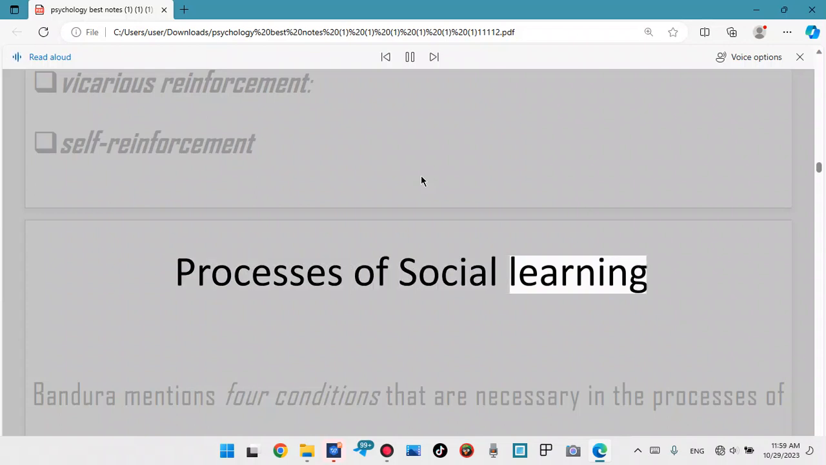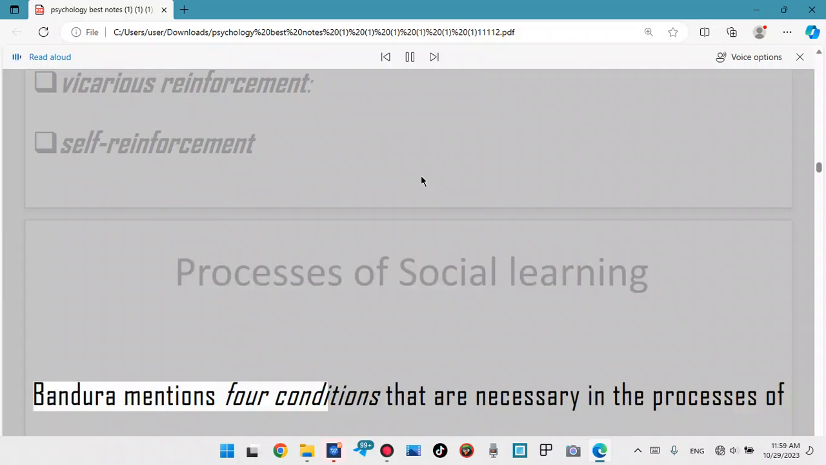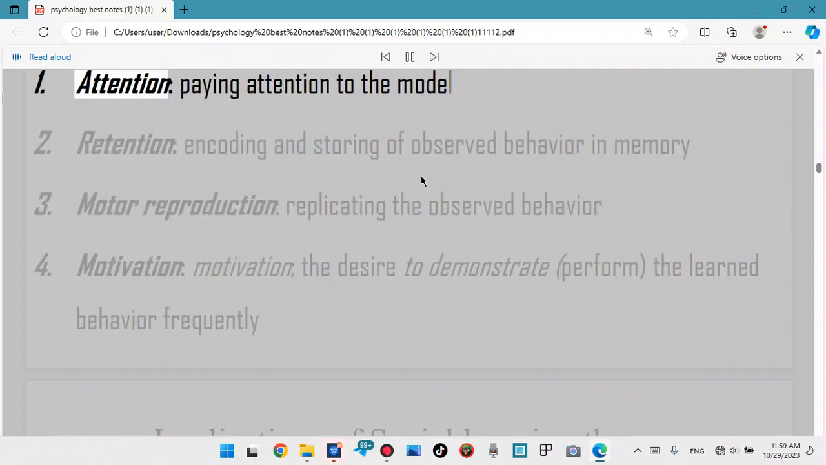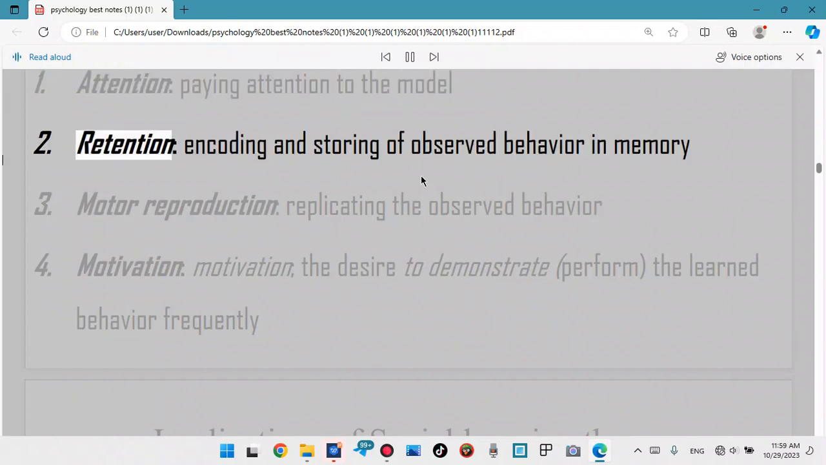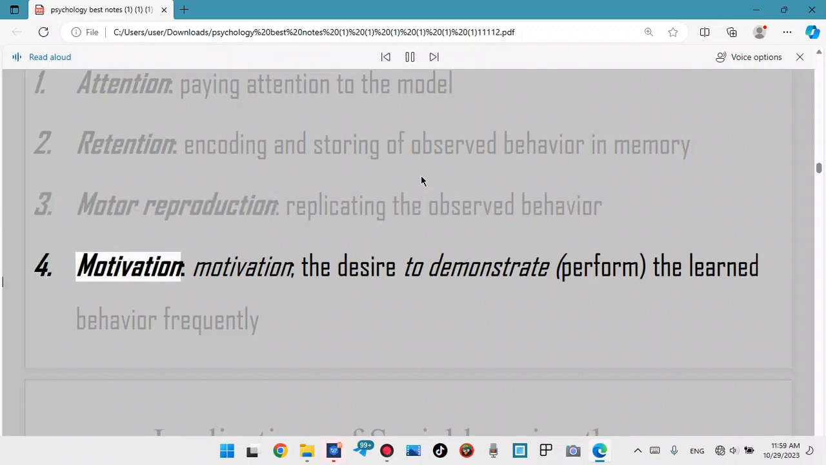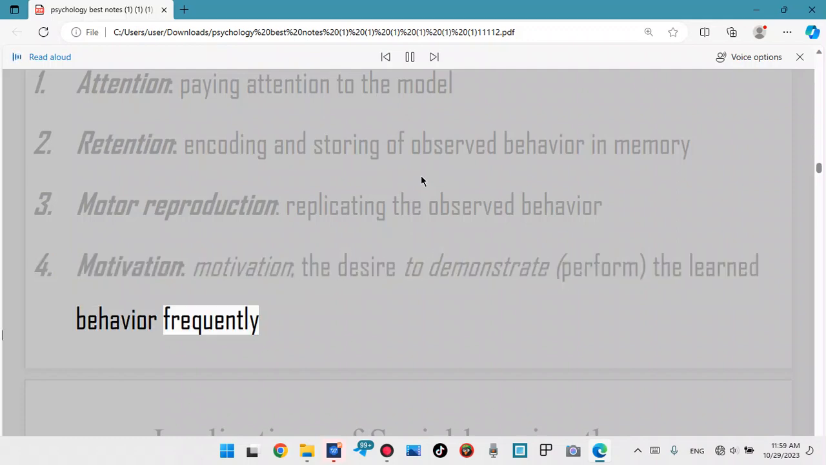Processes of social learning. Bandura mentions 4 conditions that are necessary in the processes of observational learning. 1. Attention, paying attention to the model. 2. Retention, encoding and storing of observed behavior in memory. 3. Motor reproduction, replicating the observed behavior. 4. Motivation, the desire to demonstrate, perform, the learned behavior frequently.